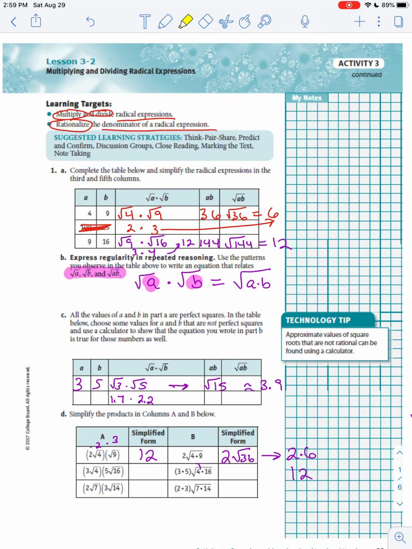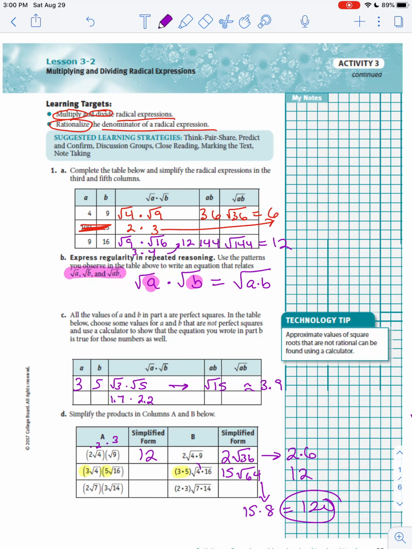And let me show you that. Let's do some yellow, a little brighter. So like 3 root 4 times 5 root 16, the 3 and the 5, those are the outsides. They're going to get multiplied together. And then the 4 and the 16, they're the insides. They get multiplied together. And when you do all that, we do 3 times 5, we're going to get 15 on the outside. And then 4 times 16 is 64, which we can square root out. So that's really 15 times 8, which is 120.